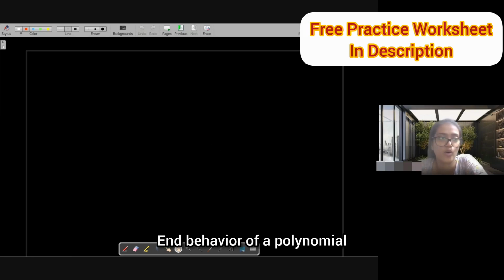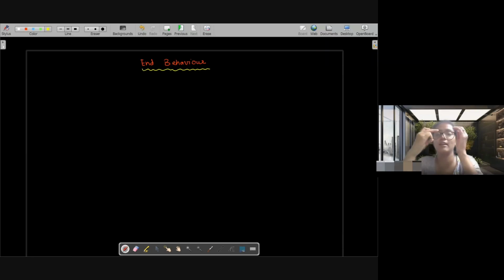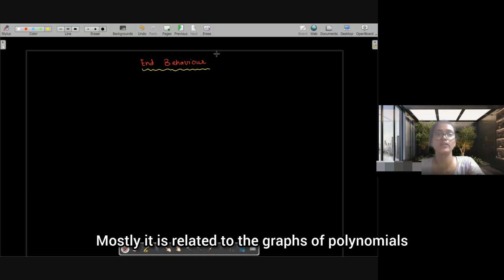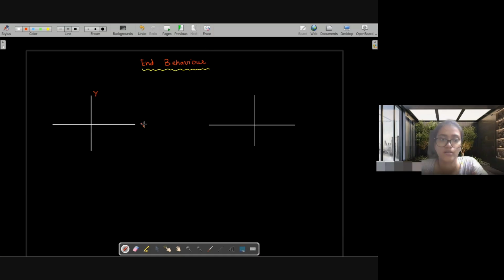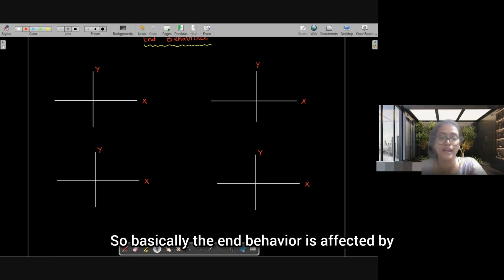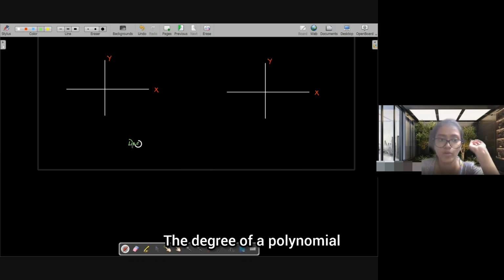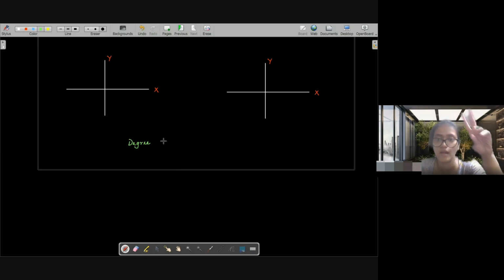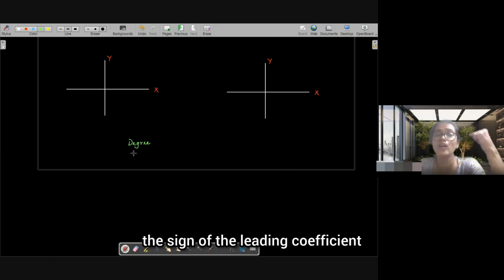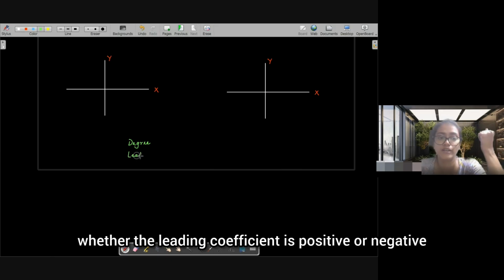End behavior of a polynomial. Mostly it is related to the graphs of polynomials. So there will be 4 cases. Basically the end behavior is affected by 2 things: the degree of a polynomial and the sign of the leading coefficient, whether the leading coefficient is positive or negative.